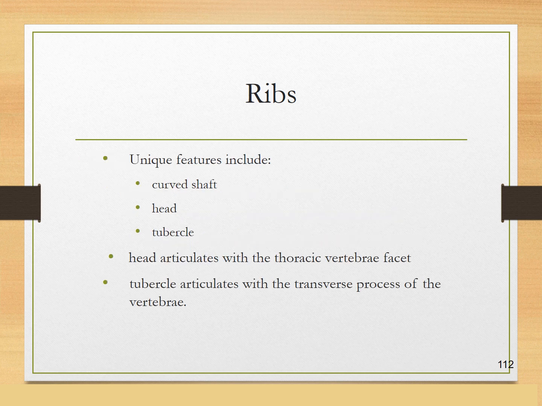There are several unique features of ribs. The main part of the rib is the curved shaft. The end is the head. The head articulates with the thoracic vertebrae facet. The tubercle is a little bump, and that articulates with the transverse process of the thoracic vertebra.